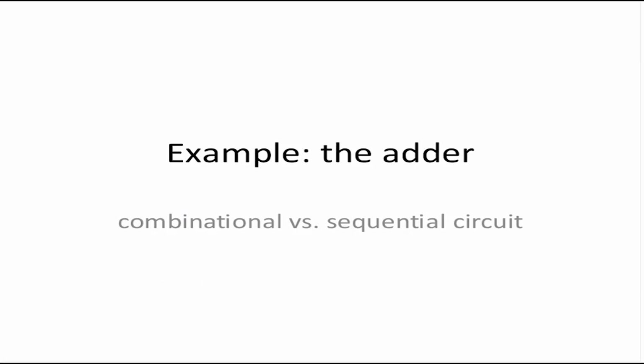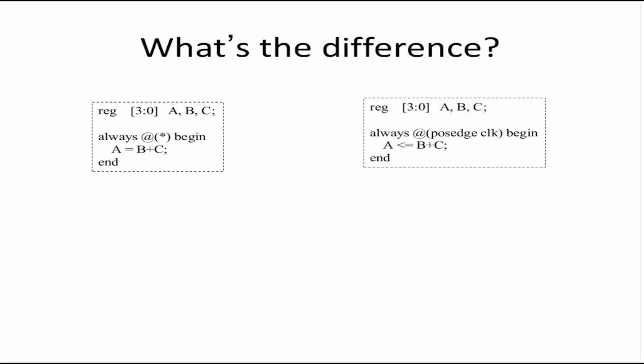Let's see an example of combinational versus sequential in an adder. The code on the left-hand side is combinational, always @(*). The code on the right-hand side is always @(posedge clock). Please note non-blocking, this is the non-blocking, this is blocking. What kind of hardware is generated?